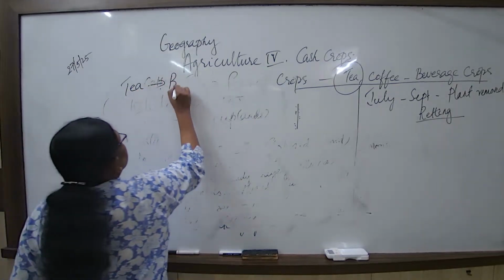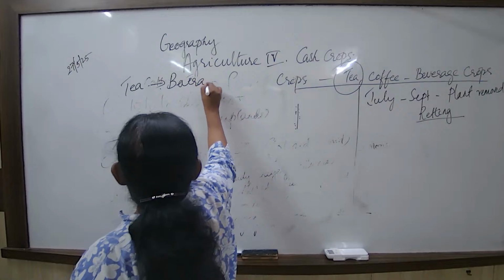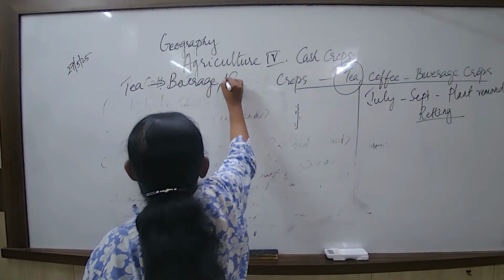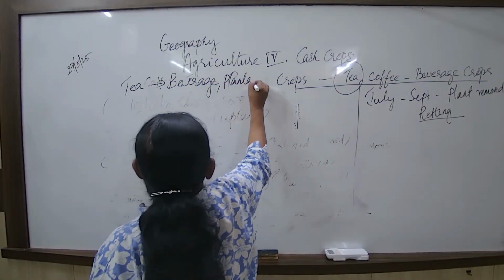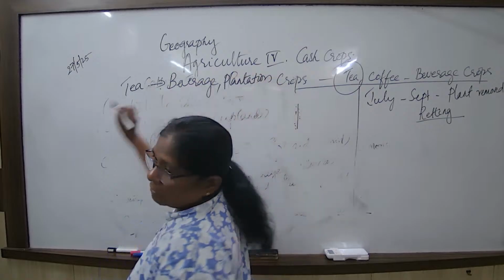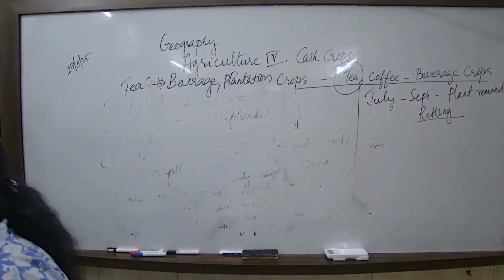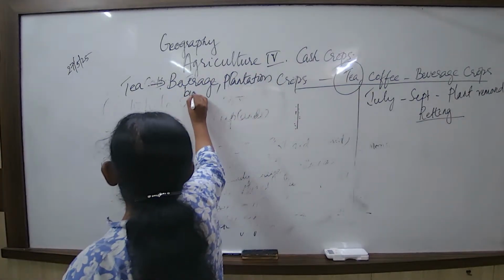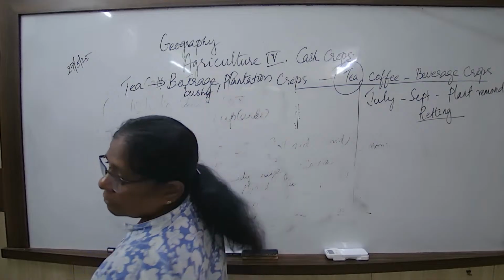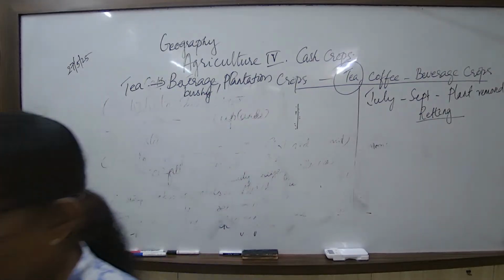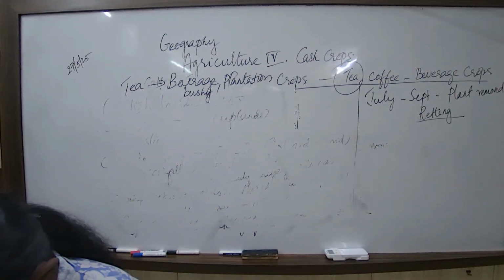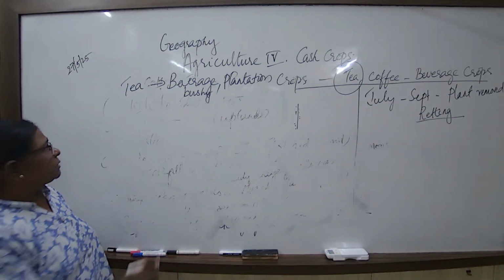What is it? A beverage crop and a plantation crop, and mostly a bushy plant. It grows in bushes. Okay, what are the major climatic conditions required for its growth? Temperature.